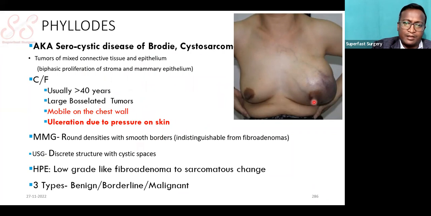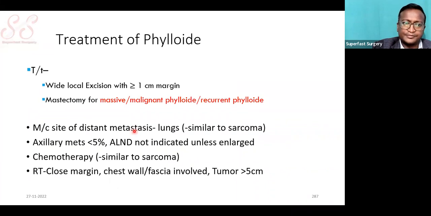So usually more than 40 years, lobulated surface, prominence of veins, ulceration due to pressure necrosis. Mammography will show a round density, on ultrasonography there will be cystic spaces, low grade like fibroadenoma to sarcomatous change, and three types: benign, borderline, malignant. So margin should be adequate. I have seen a patient with phyllodes coming with recurrence. So the margin should be 2 cm more than for invasive ductal cancer. And the most common site of distant mets is lung, not bone. In case of breast cancer it is bone, but lungs in case of phyllodes, just like sarcoma. And the chance of axillary mets is less than 5%, chemotherapy similar to sarcoma.